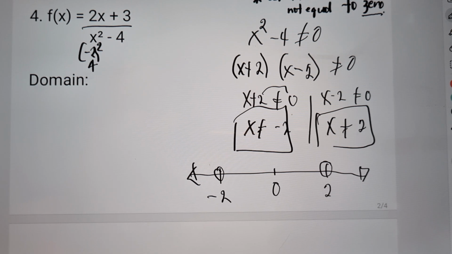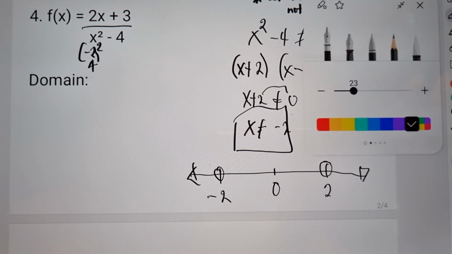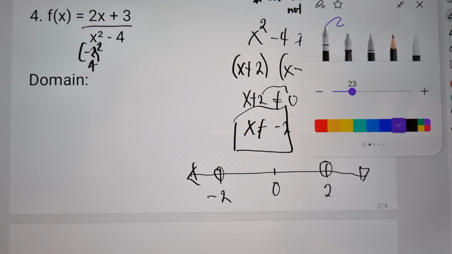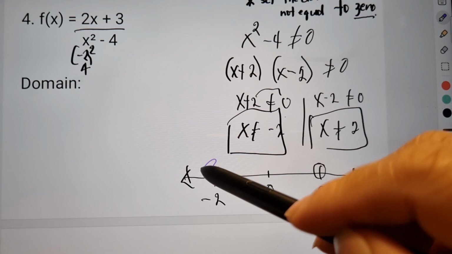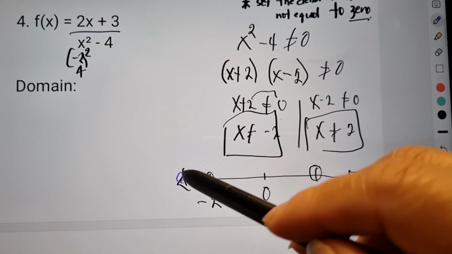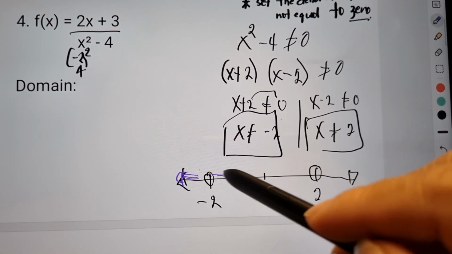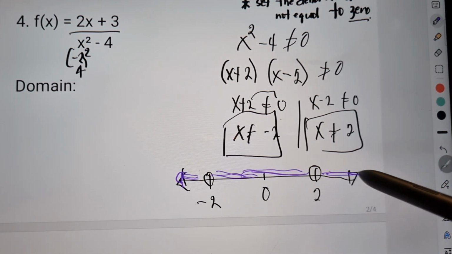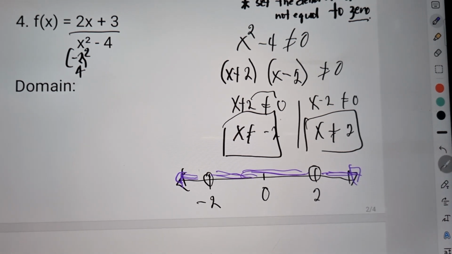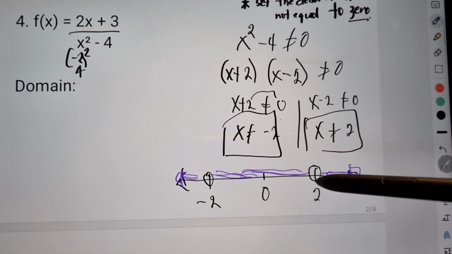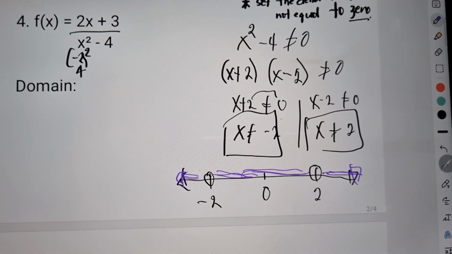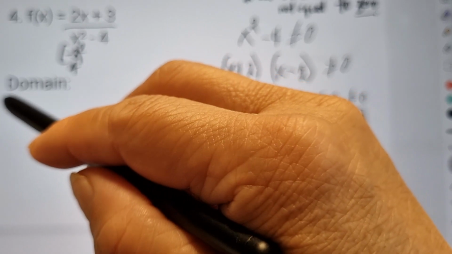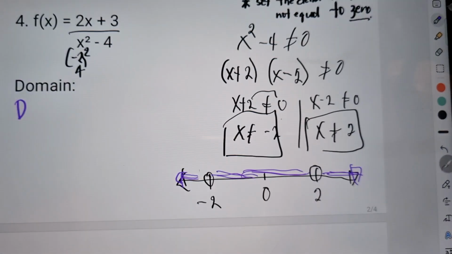Now, paano ngayon natin isusulat yan? Ibig sabihin, lagyan natin ng color. Ibig sabihin, pwede yung points or graph papunta dito, pwede yung dito sa gitna, pwede rin papunta dito. Pero hindi kasama yung ito mismo, yung negative 2 and positive 2. So now, paano natin isulat yan using interval notation?